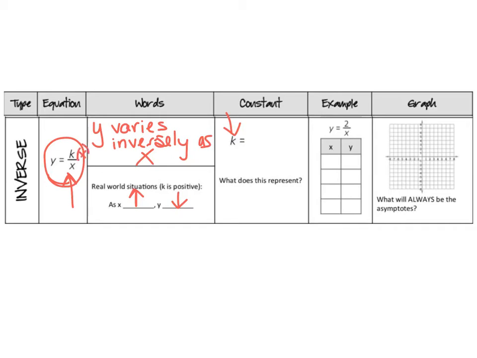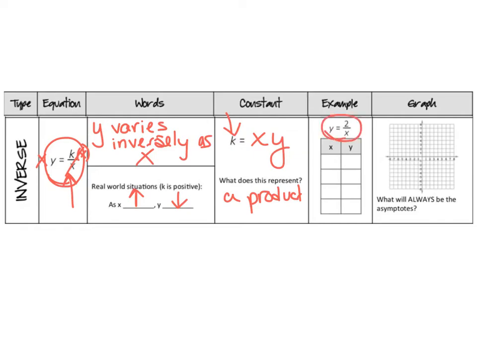Well, I would multiply both sides by x, and I would get k equals x times y. So if I multiply them together, that's like my speed example, 50 miles per hour times 2 gives me 100 miles. I multiply them together. What does this represent? Well, this is a product. So if I multiply together to get my constant, it's going to be inverse variation.